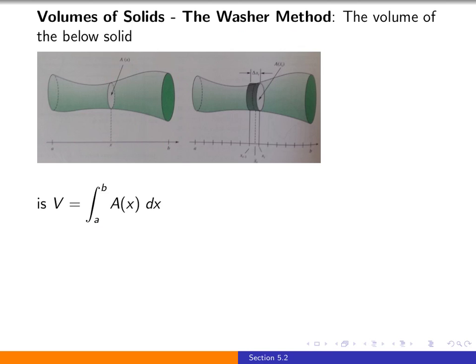How I think of this, very intuitively, is if my solid was just a big loaf of bread and I cut it with a knife at x, this right end would fall off, and that exposed cross section is the area A of x. So let's go ahead and look at an example.